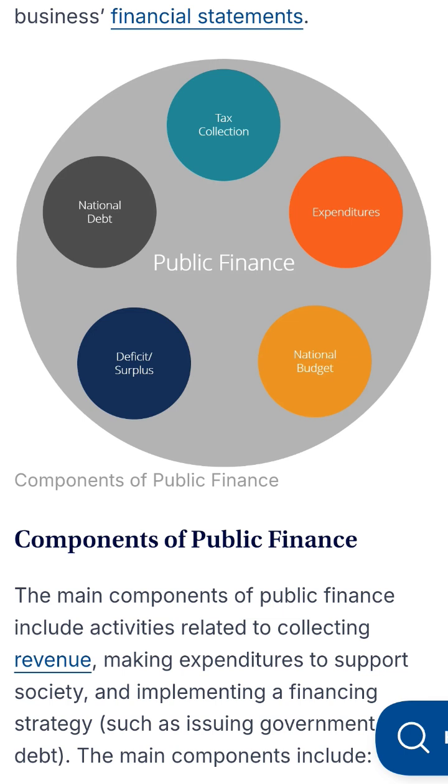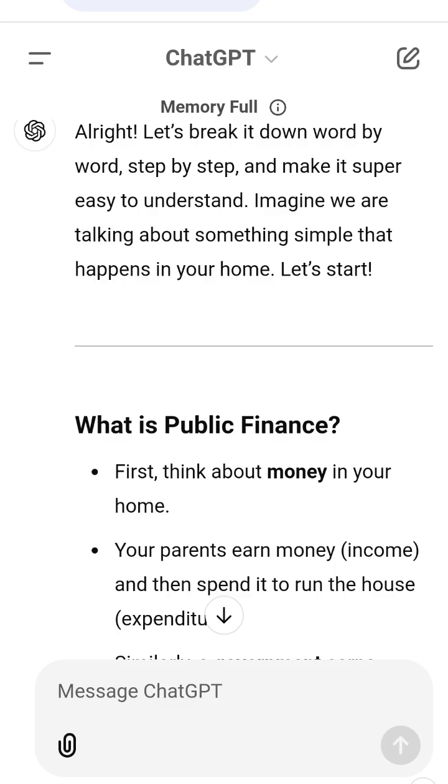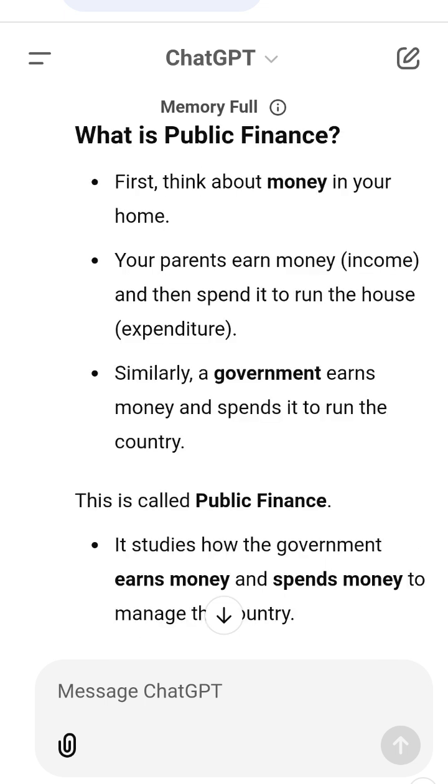Lower taxes. If taxes are reduced, people have more money to spend. This can make the economy grow. Example, during a festival, your parents may cut back on savings to buy gifts for everyone. 2. More spending. If the government spends more on building schools, it creates jobs for construction workers and helps kids get education. 3. Higher taxes. If the government needs to reduce debt, it may increase taxes.